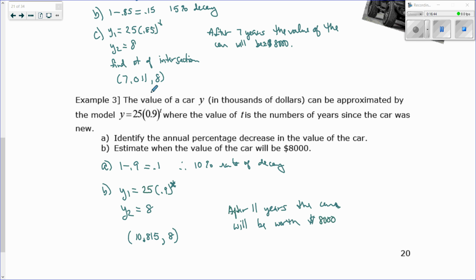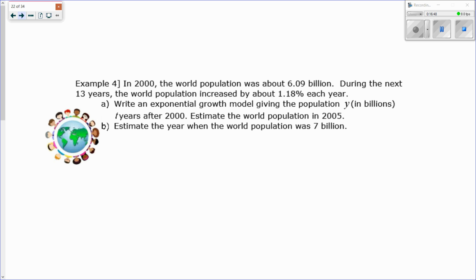All right, let's look at the next example here. In 2000, the world population was about 6.09 billion people. During the next 13 years, the world population increased by about 1.18% each year. Write an exponential growth model giving the population y in billions t years after 2000. Estimate the world population in 2005. Estimate the year when the world population was 7 billion.